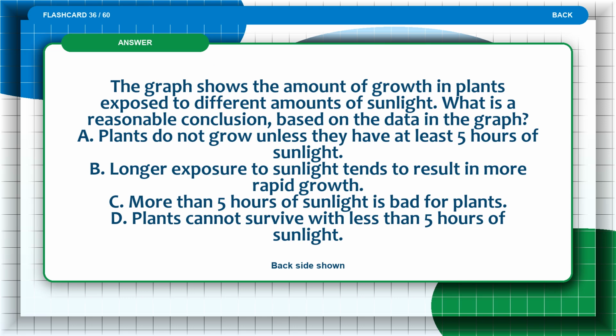The answer is: the graph shows the amount of growth in plants exposed to different amounts of sunlight. What is a reasonable conclusion based on the data in the graph? A. Plants do not grow unless they have at least 5 hours of sunlight. B. Longer exposure to sunlight tends to result in more rapid growth. C. More than 5 hours of sunlight is bad for plants. D. Plants cannot survive with less than 5 hours of sunlight.